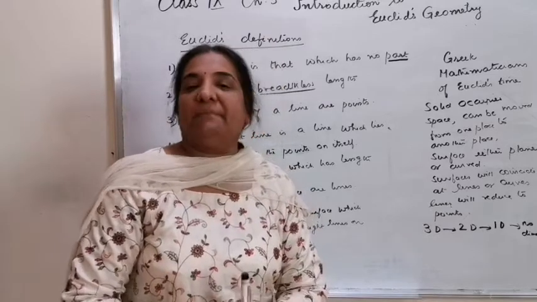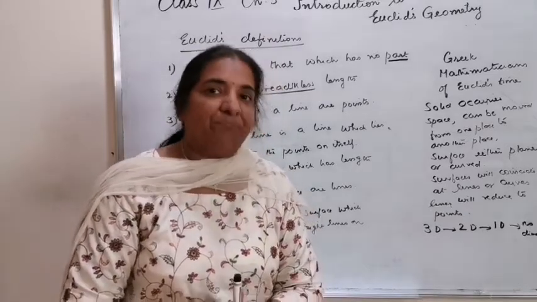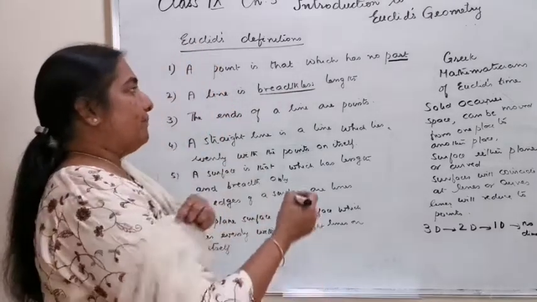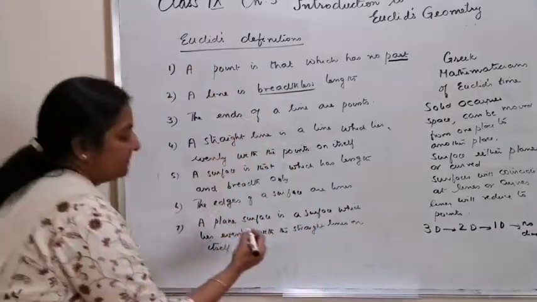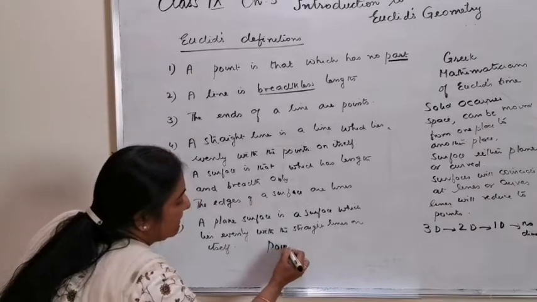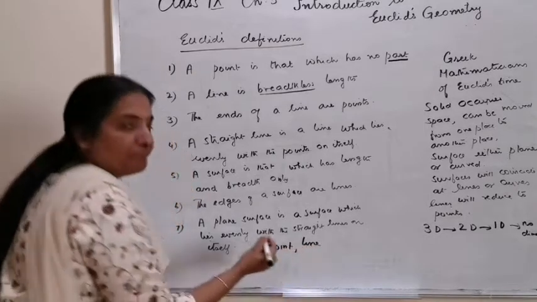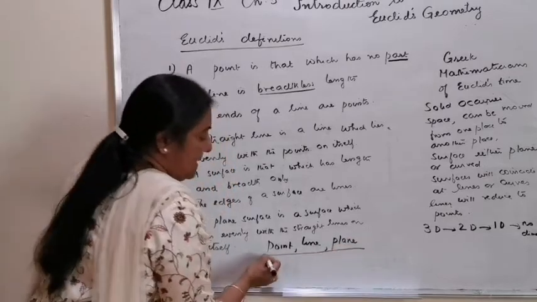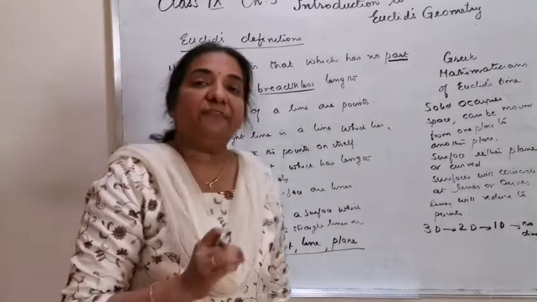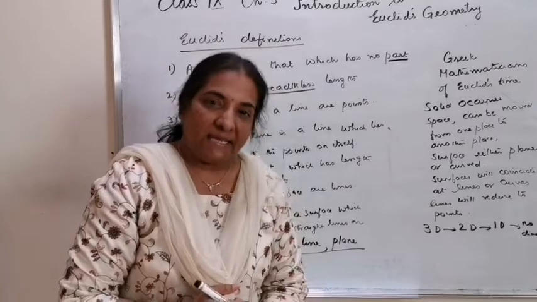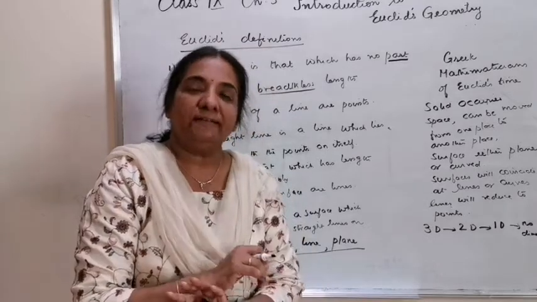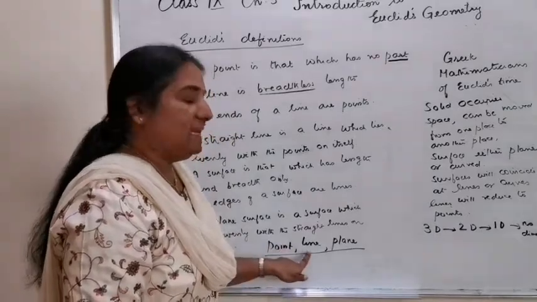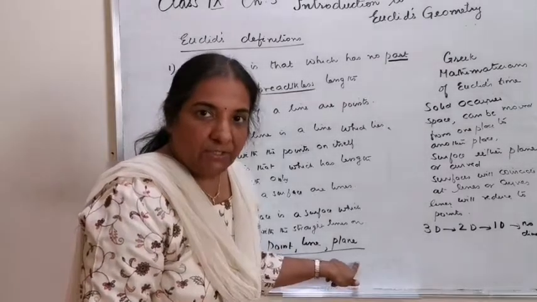So the mathematicians at that time accepted the concepts of point, line, plane as undefined terms. That is, they were not defining these concepts of point, line and plane.